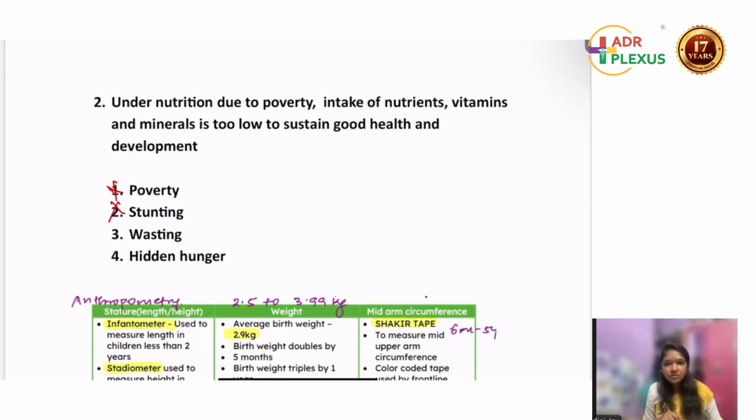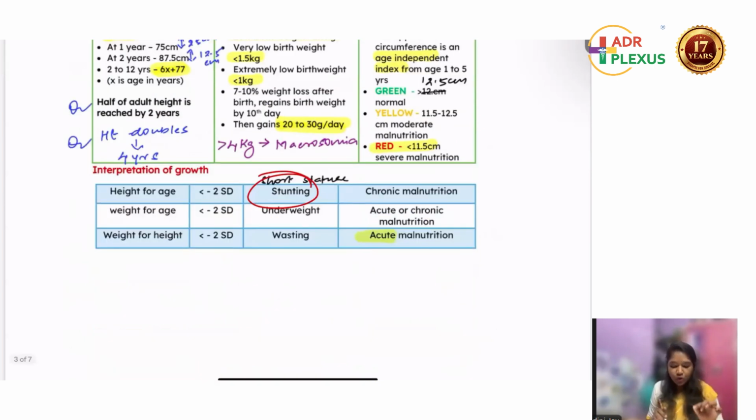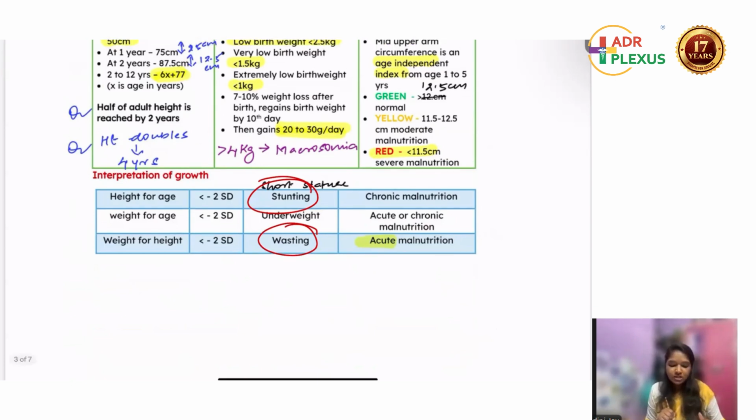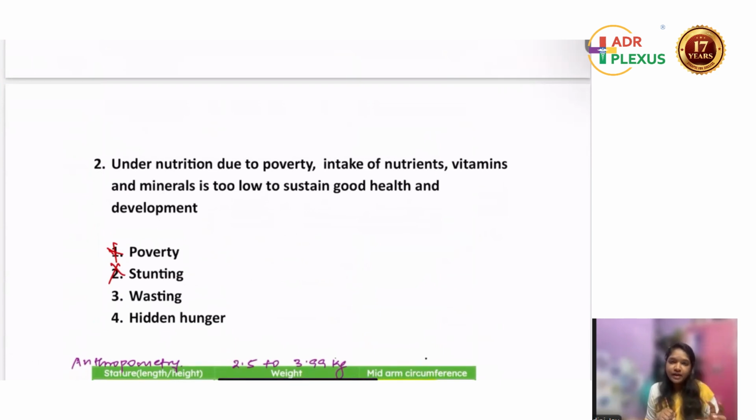Could this be wasting? No. Again, wasting also we have discussed in class. Wasting is when the weight for height is below -2 standard deviation. Stunting and wasting are based on specific parameters when you plot them on a growth chart. Just with low nutrient intake or ineffective nutrient intake, you cannot call them stunting and wasting. So these two are ruled out with what we have seen in the class.